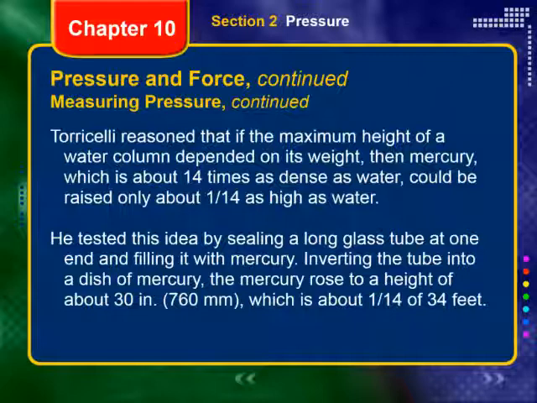So he tested his idea by sealing a long glass tube, which we just saw in the video of the barometer, at one end, and he filled it with mercury. He then inverted the tube into a dish of mercury, again, what we just saw on the last slide, and the mercury, in fact, rose only to a height of about 30 inches, which is 760 millimeters, which turns out is 1/14 of 34 feet. He was correct.